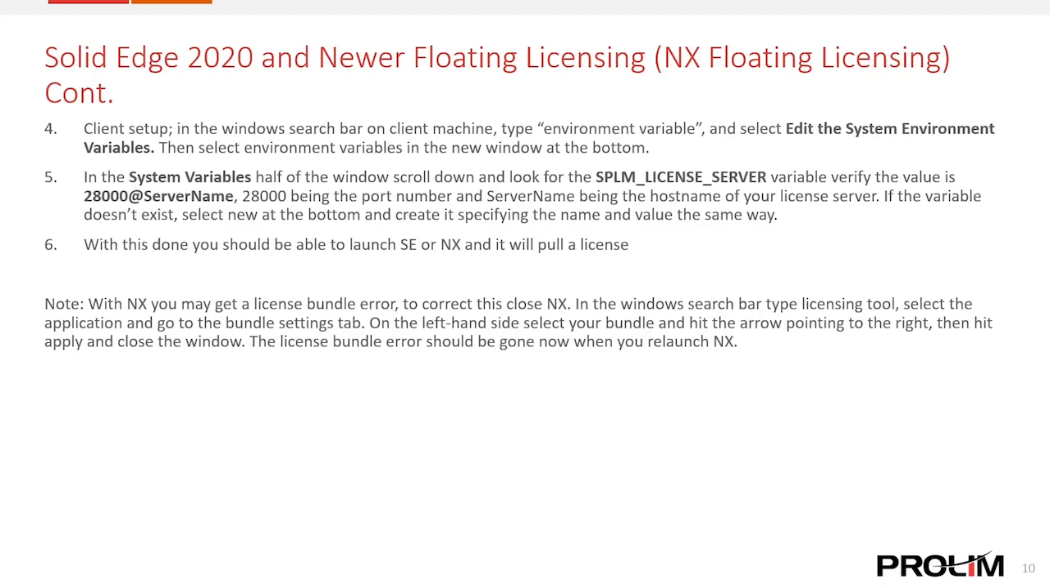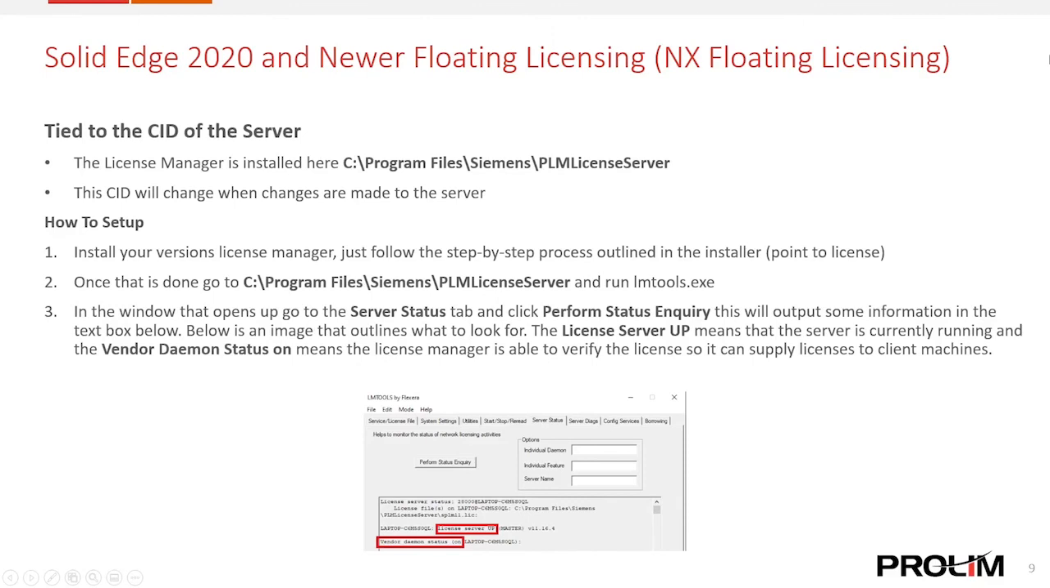Now, the difference between these two systems, Solid Edge 2019 and Solid Edge 2020 and NX licensing, is the way you point the clients to the server. So with Solid Edge 2020 and NX, you would use an environment variable, which you can access via your system environment variables. So if you search in your Windows search bar, again, environment variable, select edit the system environment variables. So let me go ahead and just get that open real quick.